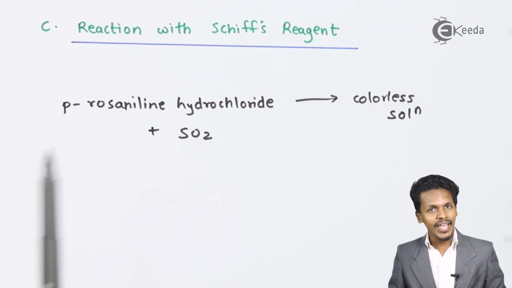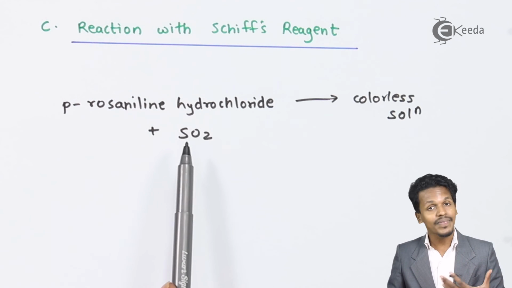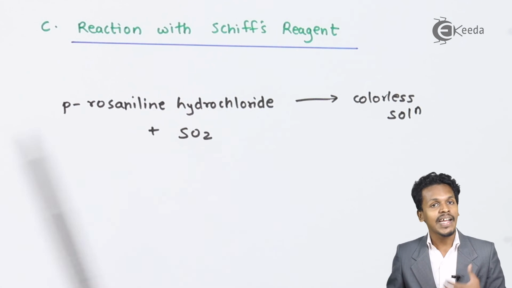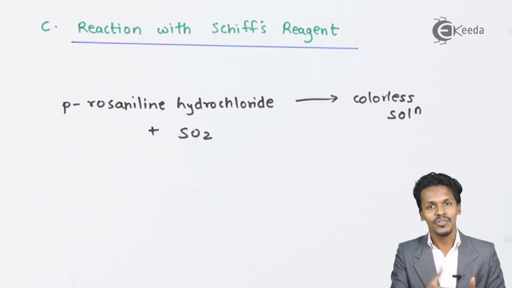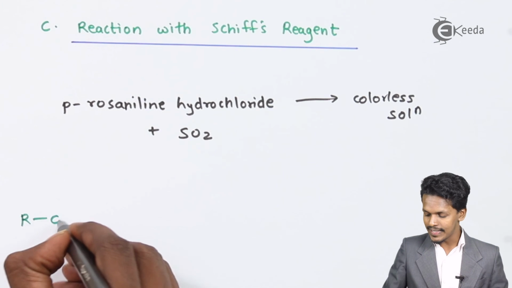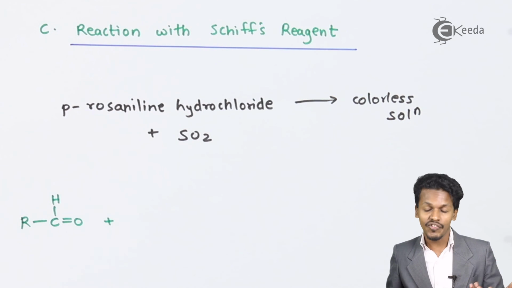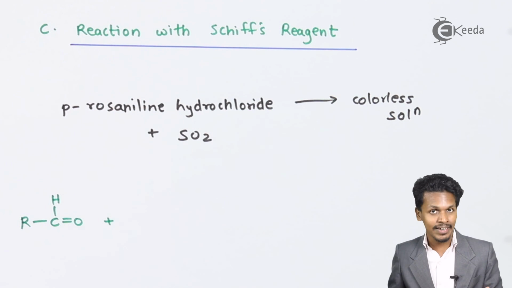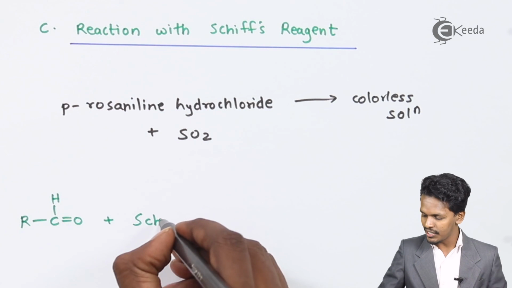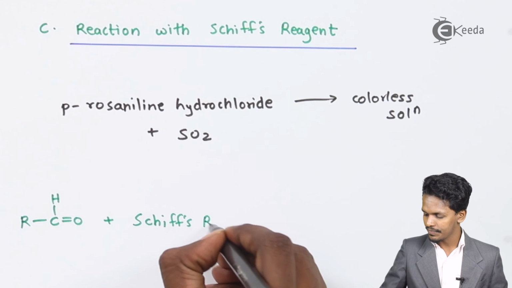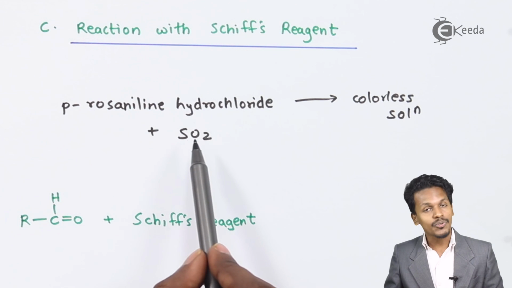So now we have a colorless solution that consists of rosaniline hydrochloride along with the SO2. This is nothing but Schiff's reagent. So whenever Schiff reagent reacts with aldehyde, let us see what reaction occurs. Consider the aldehyde, RCHO, and suppose we are reacting it with Schiff's reagent, which right now is a colorless solution. So this is the colorless solution that we have made by passing SO2 to it.